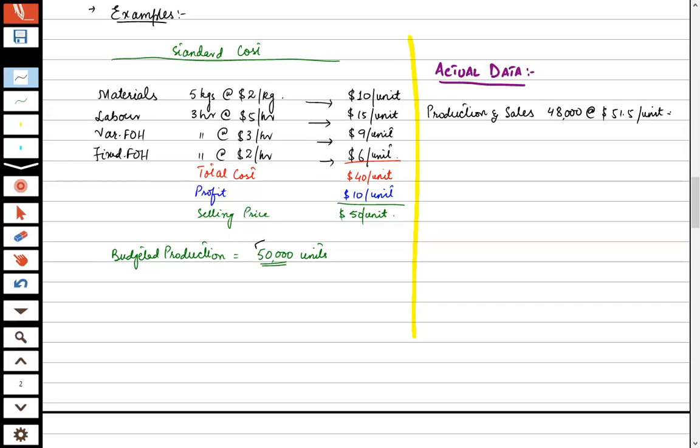Now this is the production and sales. It means we have sold 48,000 units at the rate of 51.5 per unit. So if we see right now, the selling price we established as 50 per unit, but actually we are selling it at 51.5 per unit, then there is a clear understanding that it seems to be a bit favorable because of the higher selling price. Now again we have obviously purchased materials. So material purchased and used.